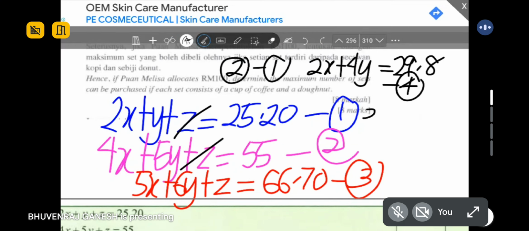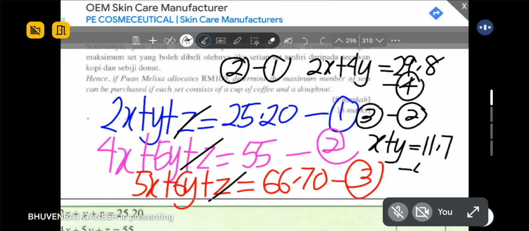So you can take 3 minus 2. 3 tolak 2. So you will get x plus y, z cancel, equal to 66.7 minus 55. So it's 11.7.